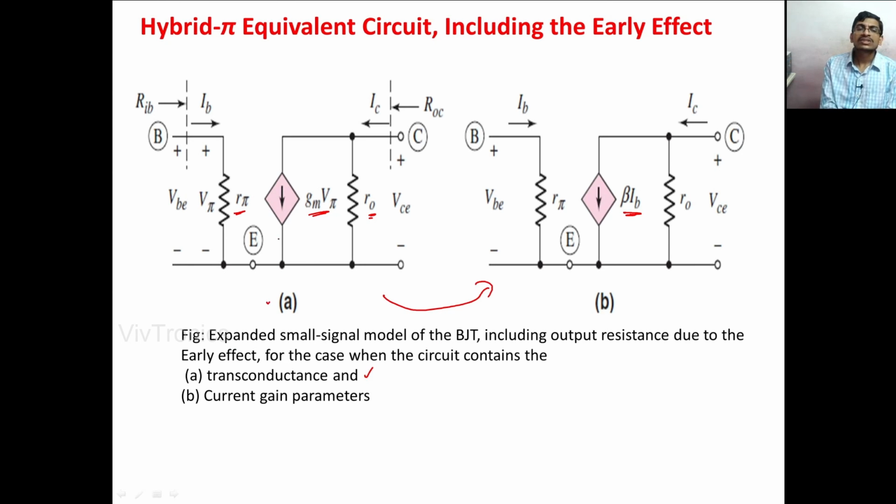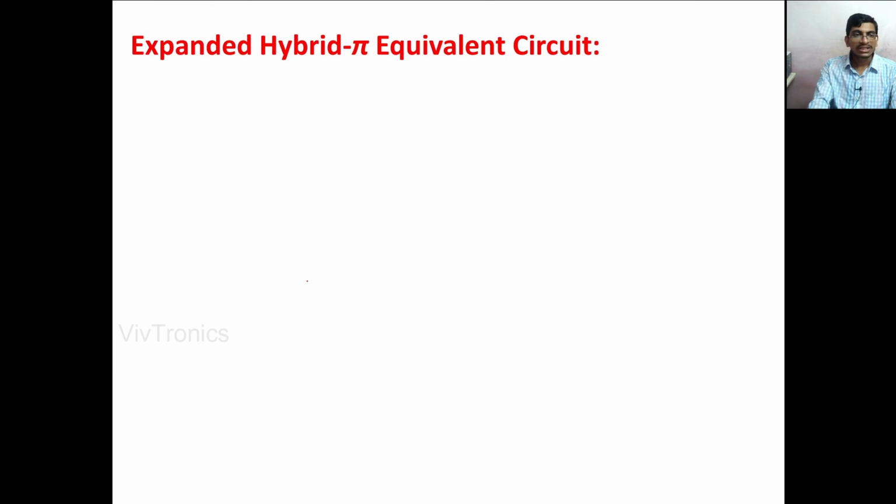The first figure is called the transconductance equivalent circuit because it contains the gm term, and the second circuit is called the current gain parameter equivalent circuit because it contains the beta term. In our examinations, if the values are given in terms of the current gain, we can use the beta equivalent circuit. If they are given in terms of the transconductance, we will use the gm circuit. This is about the hybrid pi equivalent circuit of the transistor.